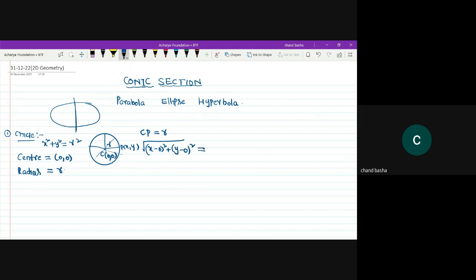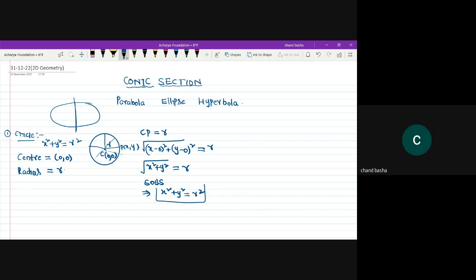Right side, what is the distance? Is it square root of x square plus y square, or not? Yes, sir, that is under the root. Is equal to how much? r. Squaring on both sides, what I am going to get is x square plus y square is equal to r square. So this is the concept.